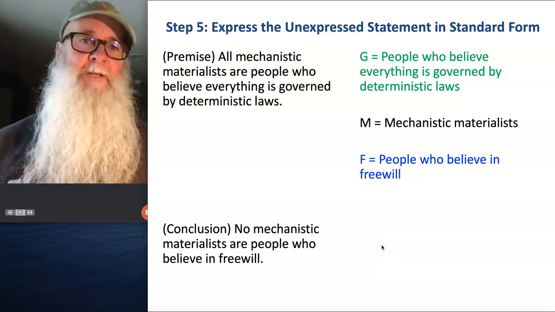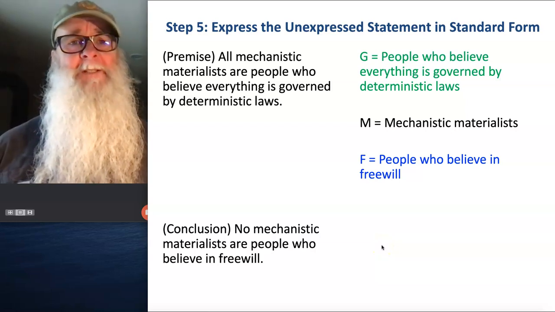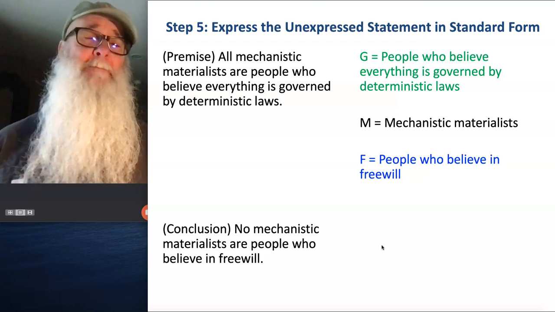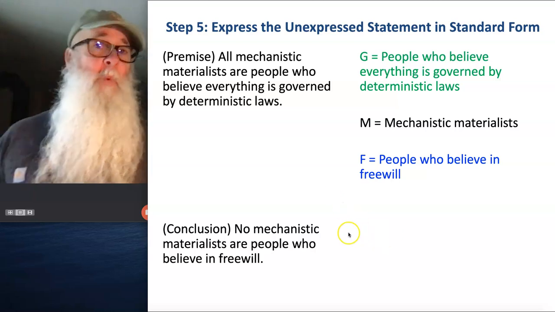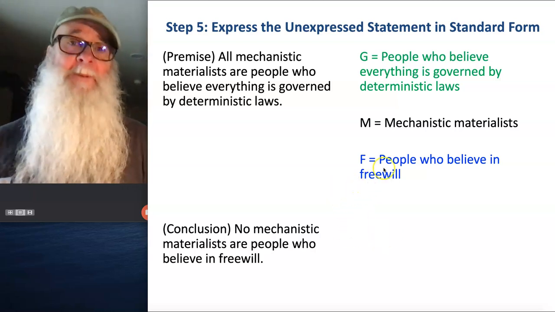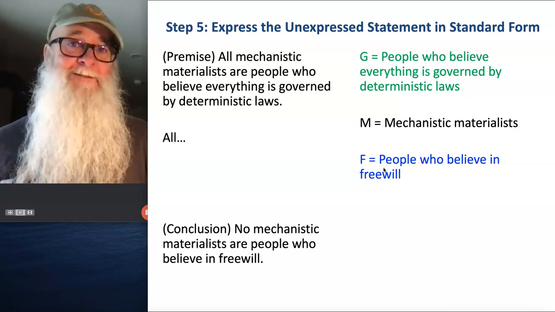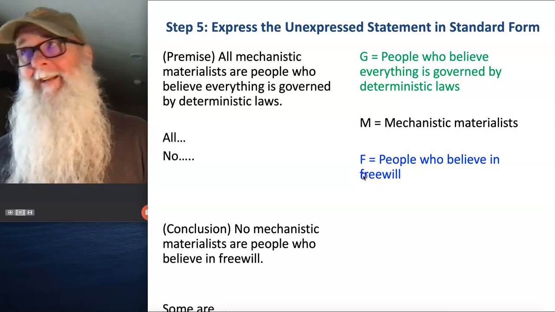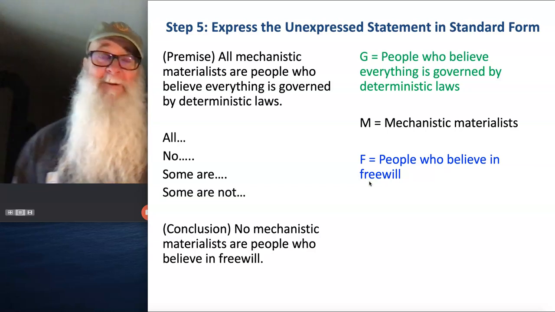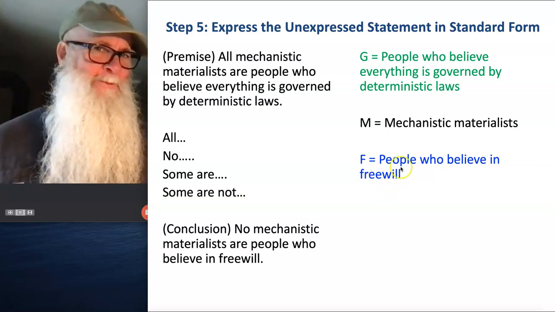We know our missing premise includes the term people who believe everything is governed by deterministic laws and the term people who believe in free will. What we don't know is if our missing premise is an A statement, an E statement, an I statement, or an O statement. We know it's one of those, but which one is it?